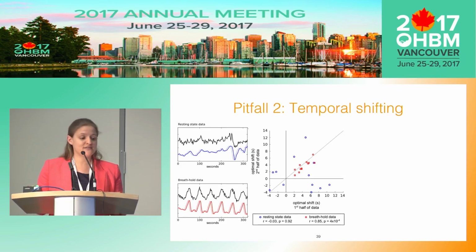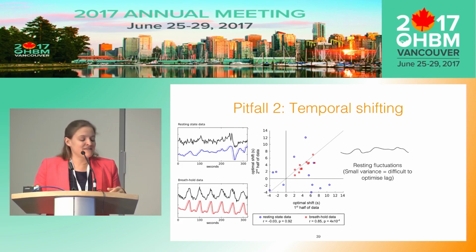With the breath hold data, you see a very good correlation between the two halves of the data, but we're dealing with resting state data, and you see there's complete scatter. We're not able to robustly identify the optimal temporal shift between CO2 and the data. So how can we get around this?